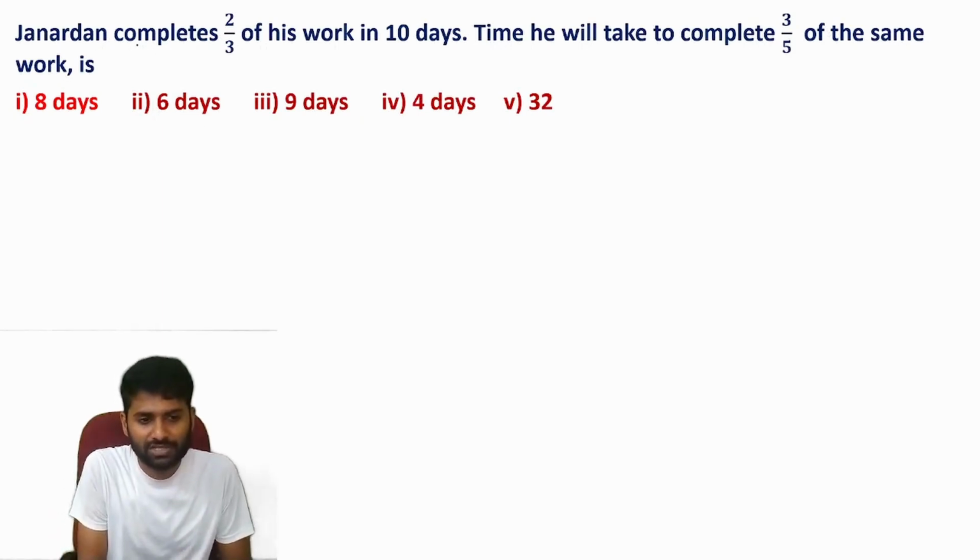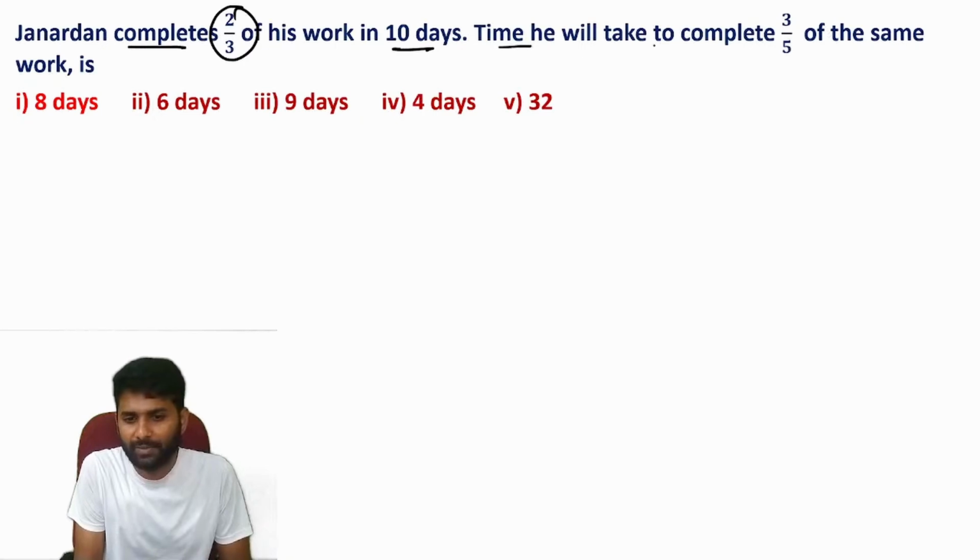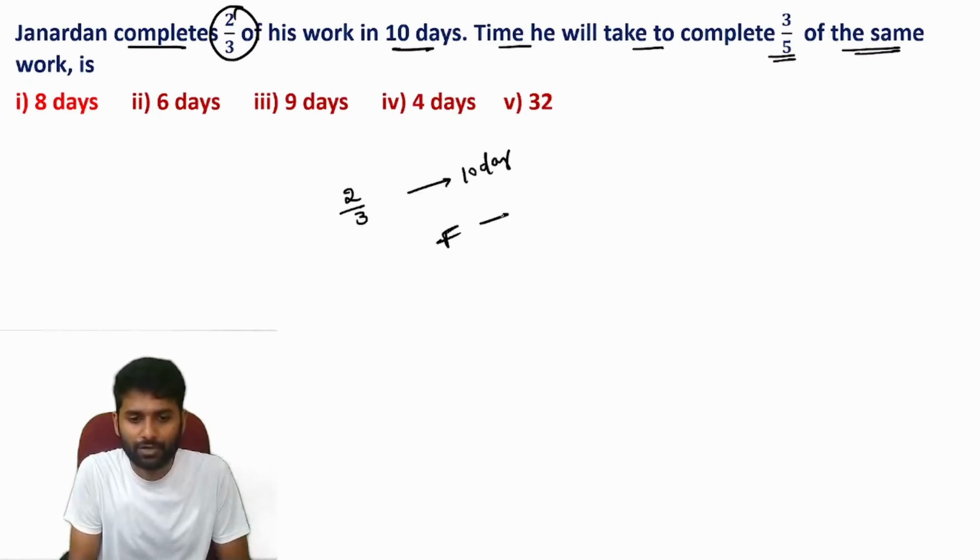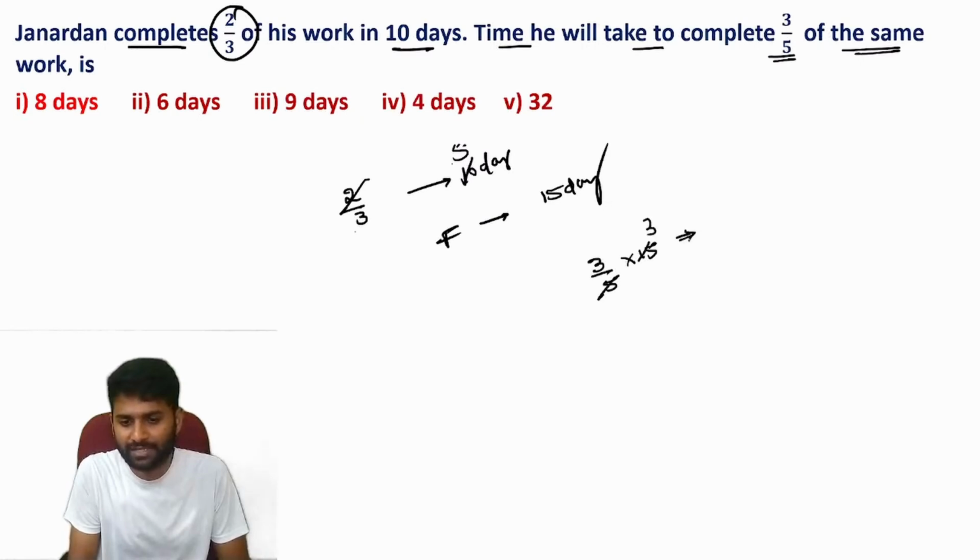Let's see this question. Janardhan completes two-thirds of work in 10 days. What time will he take to complete 3/5 of the same work? Two-thirds of the work takes 10 days. Now the full work he will complete in exactly 15 days. Just cancel: 5 times 5, and 3 times 5 is 15. Now 3/5 of the work takes how much time? Again, 3 times 3 is 9 days.